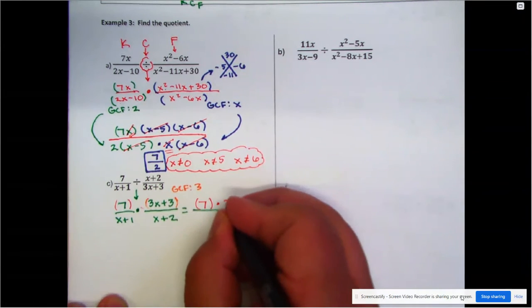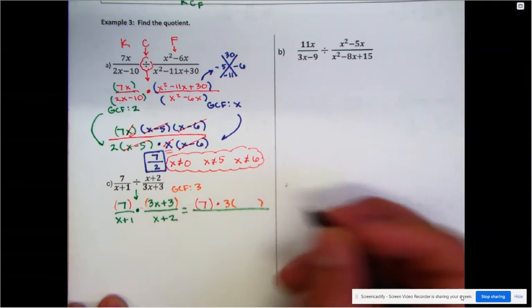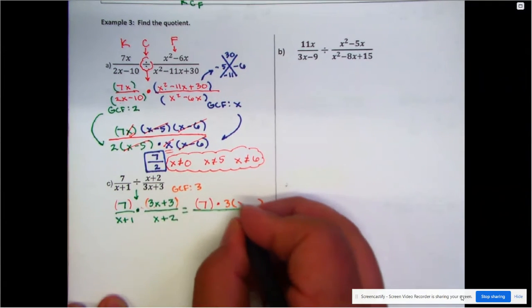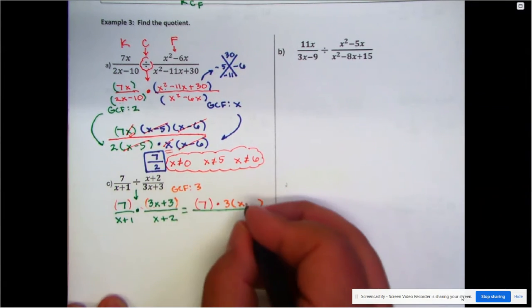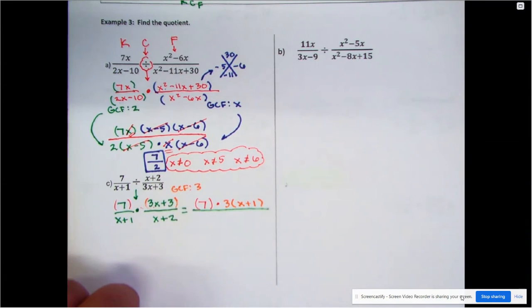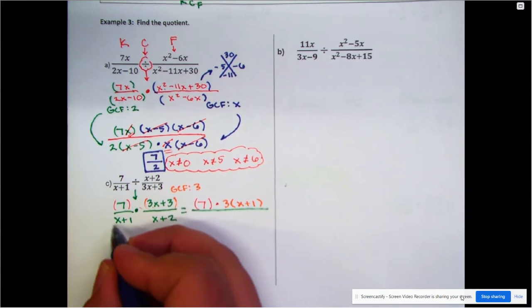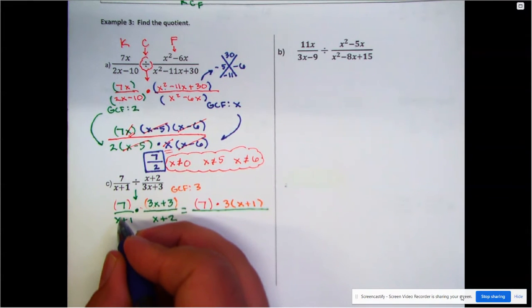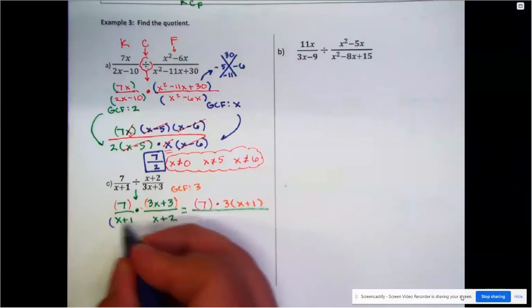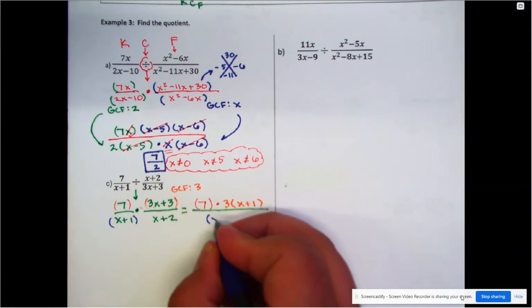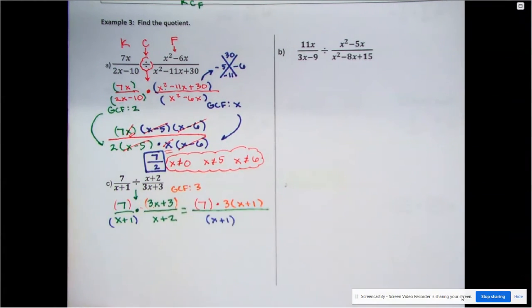So I'll write the 3. And in parentheses, let's see, I divide this by 3. I still have an x. I divide this by 3. I still have a 1. All right, so that's what I have on top so far. Now let's look at the bottom. Now, if you look at this one, it doesn't have a GCF. It doesn't even have a power of 2. That means that's already the factor. I don't do anything with it.